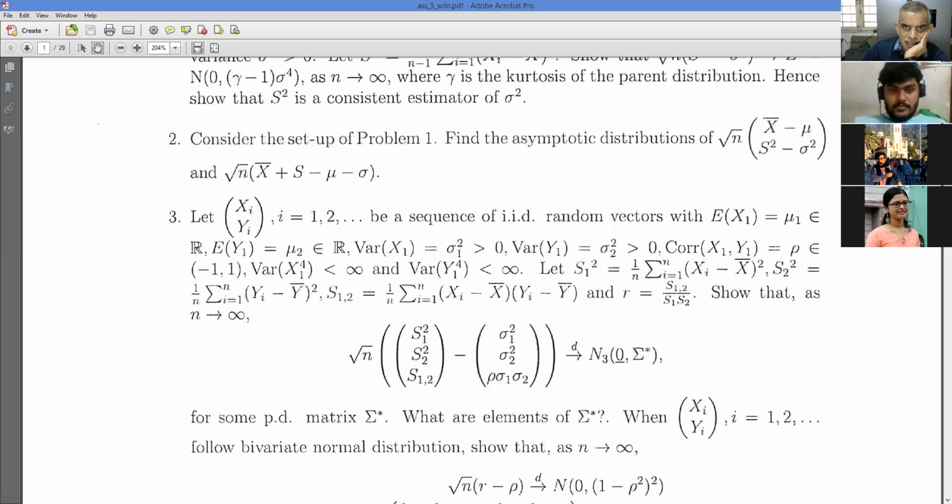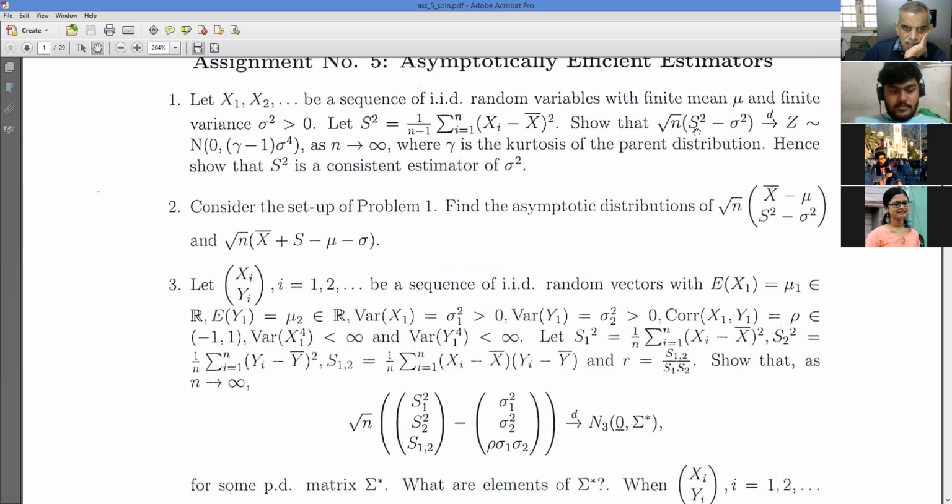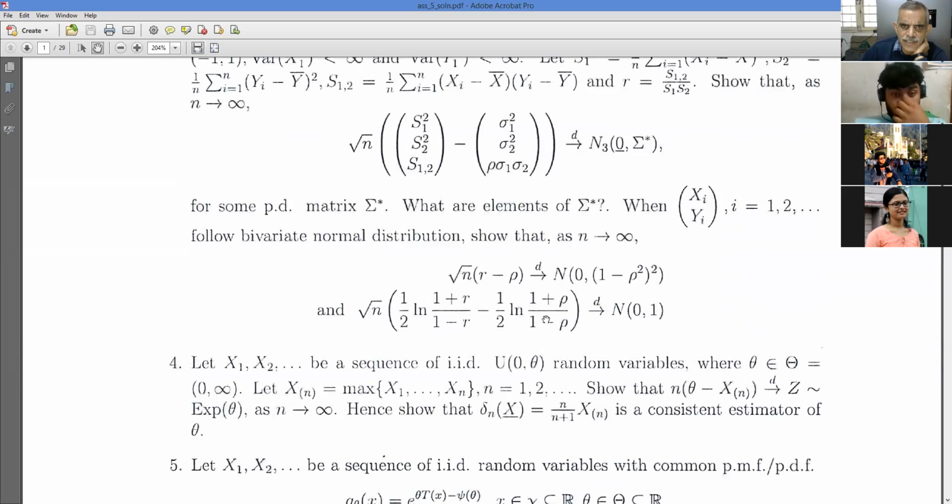As we did in problem number 1 yesterday, because it was 1 upon n summation (xi minus x bar) whole square. So first I prove the central limit theorem for 1 upon n summation (xi minus mu) whole square, and then we did it. So exactly that is what we do. We'll do it. So I can get an asymptotic distribution of this.